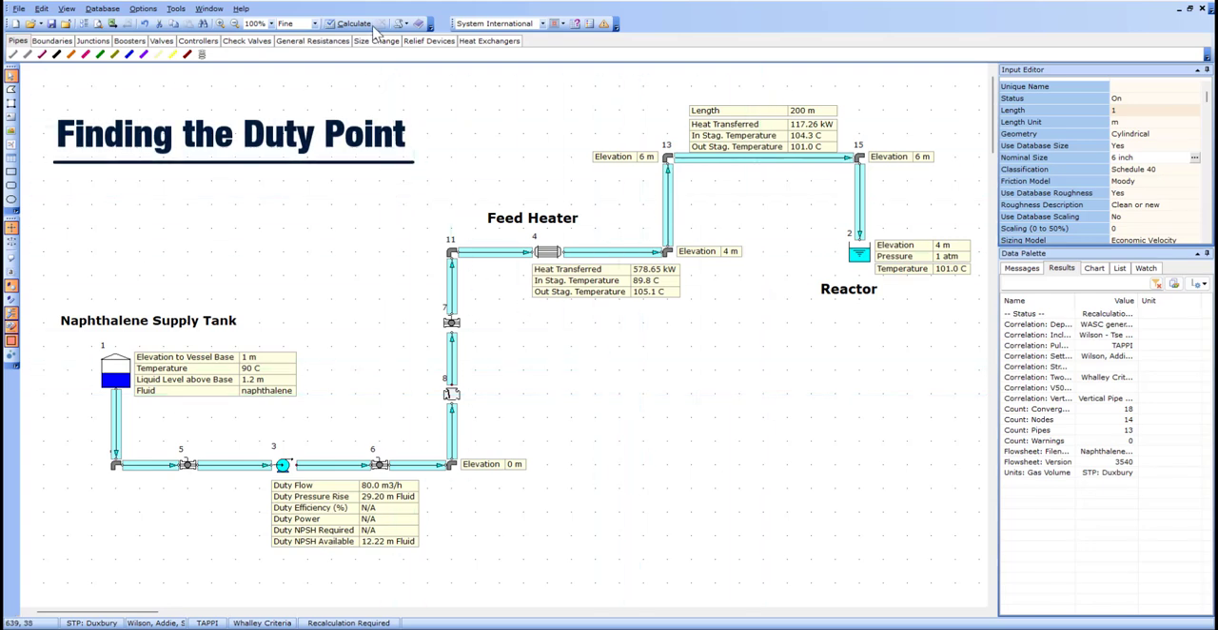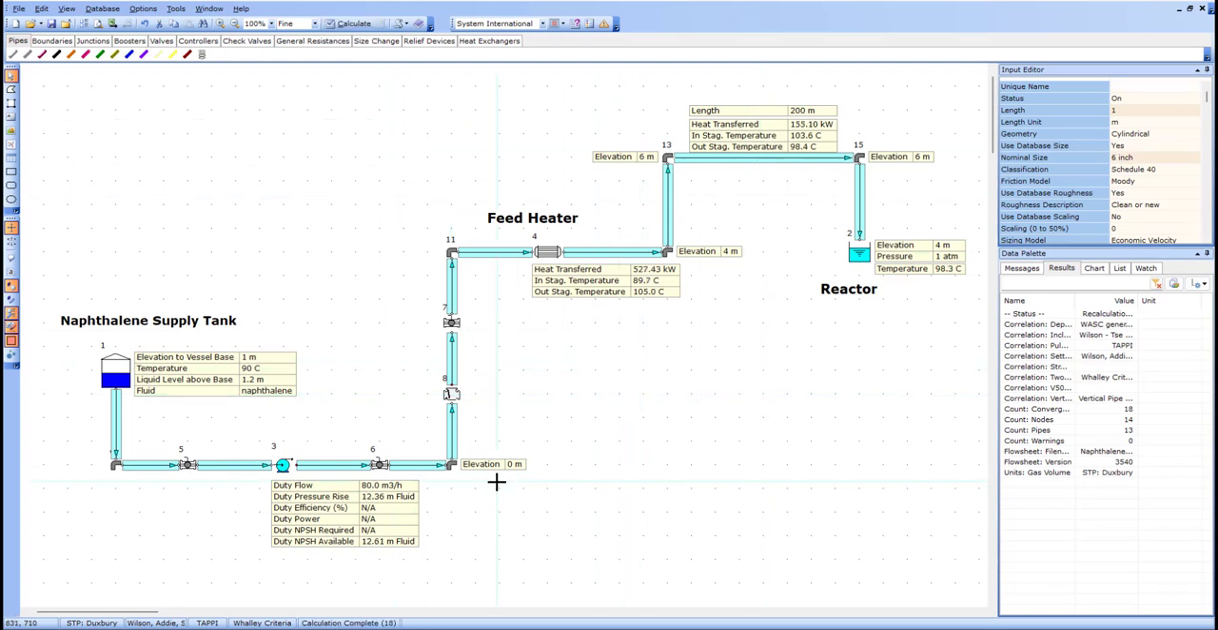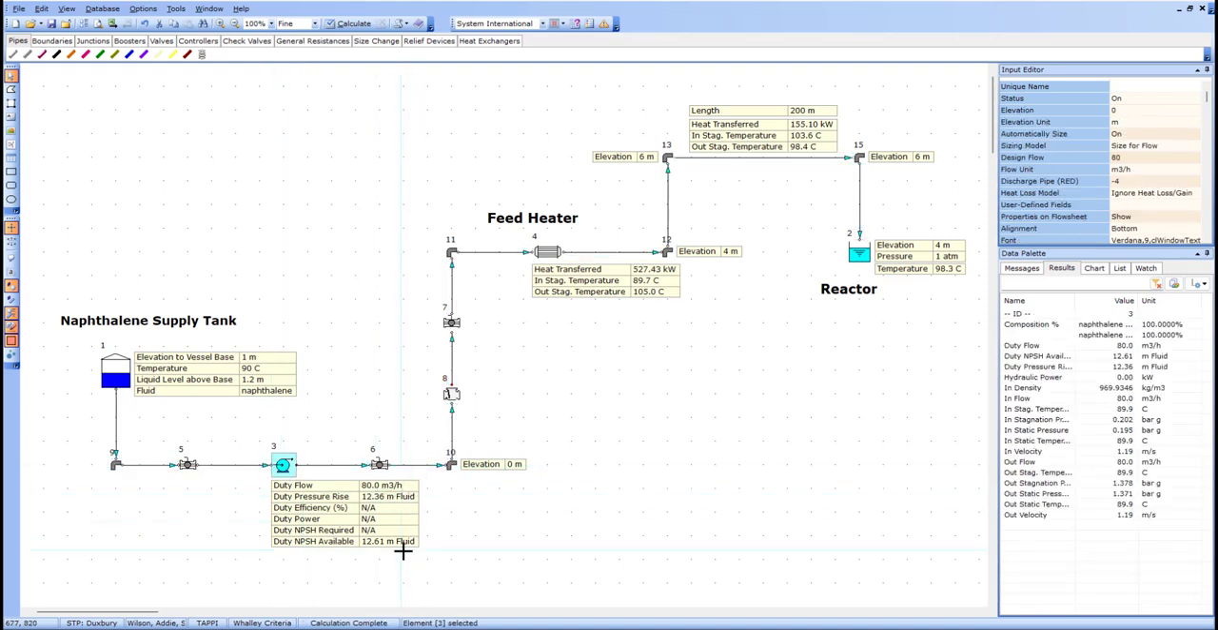Next, calculate the total system loss to determine the pump duty required to deliver 80 cubic meters per hour through the complete system, including the heater, fittings, valves, and elevation changes. The static head comes from the elevation difference, while the tank's liquid level above the pump contributes to the suction side static head. Running the calculation, the model gives a duty pressure rise of 12.36 meters of fluid and an NPSH available of 12.61 meters. These are both system properties. They don't depend on the pump. What we can't determine yet are pump-dependent values such as efficiency, power, and NPSH required. For those, we need to select a candidate pump.